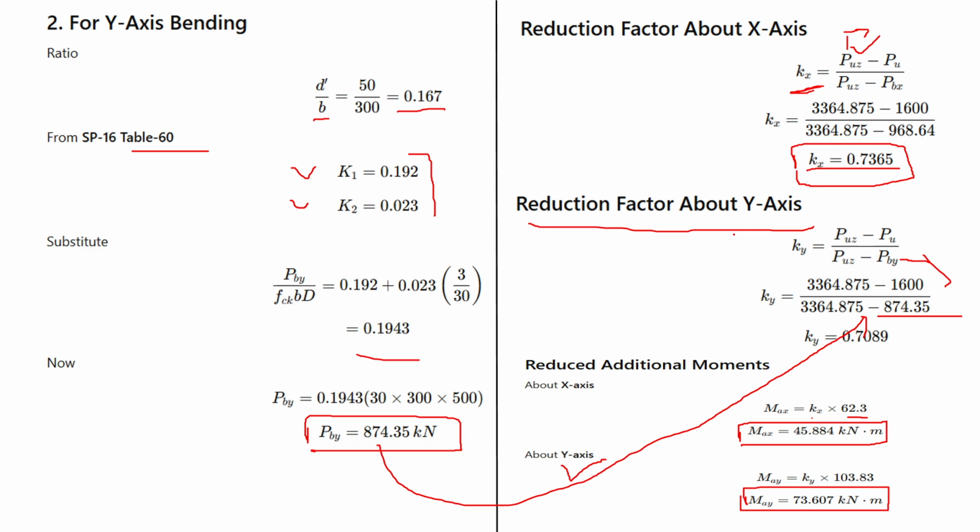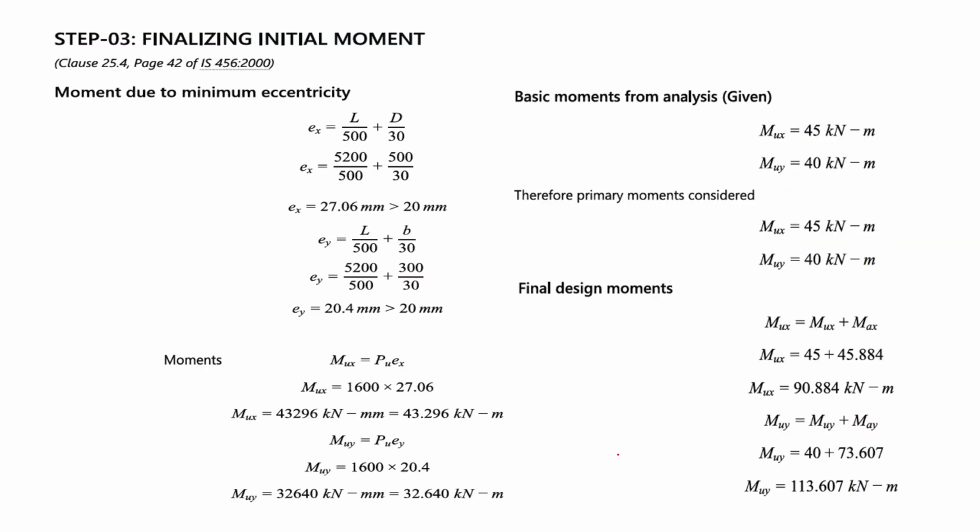Similarly, the same procedure you have to apply for getting the reduction factor about the y-axis. You simply multiply it with the additional moment, and you will get the reduced additional moment about the x-axis and about the y-axis. I hope it is clear.